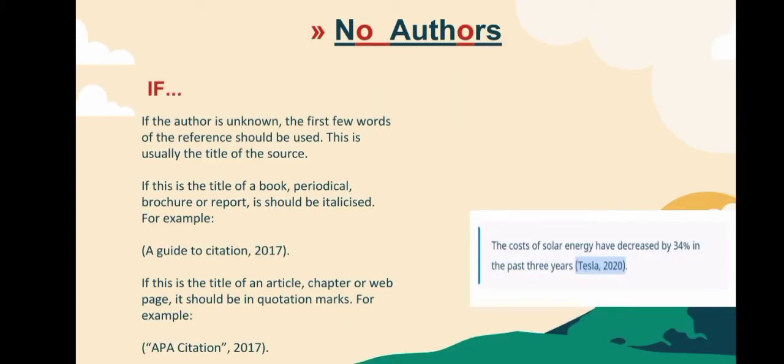No authors. If the author is unknown, the first few words of the reference should be used. This is usually the title of the source. If this is the title of a book, periodical, or report, it should be italicized, for example, A Guide to Citation (2017). If this is the title of an article, chapter, or web page, it should be in quotation marks, for example, "APA Citation" (2017).